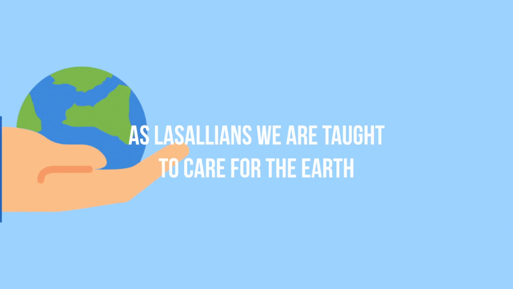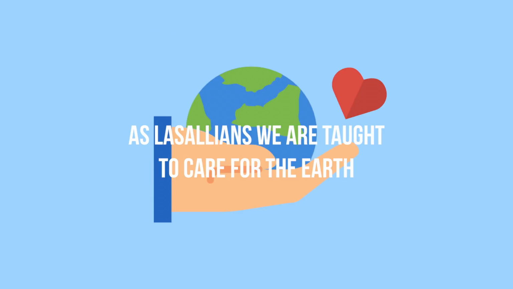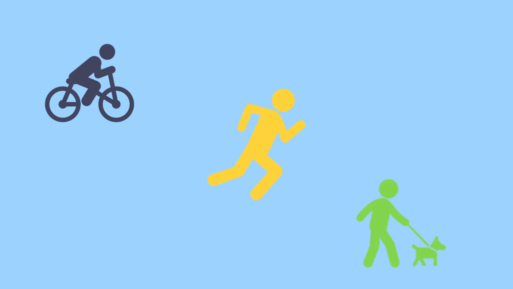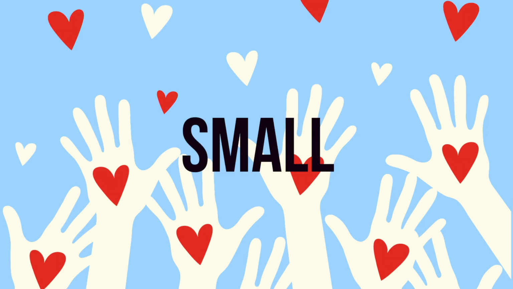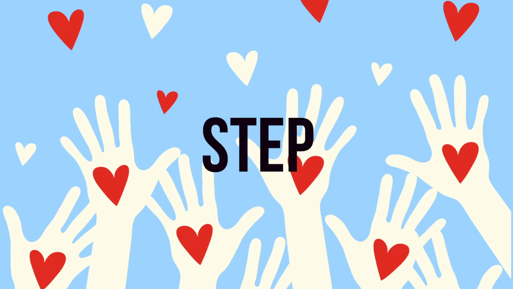As Scions, we are taught to care for the earth. In our own little ways like biking, jogging, or walking, we can actually help maintain the quality of life. One small step for each person is a huge step for humanity.